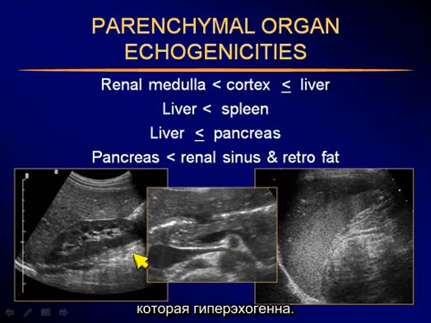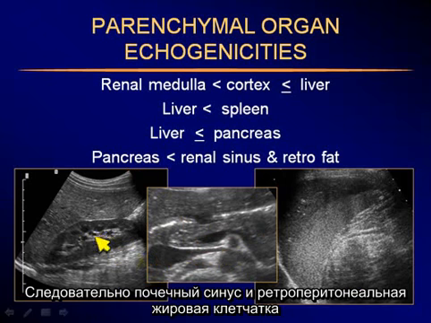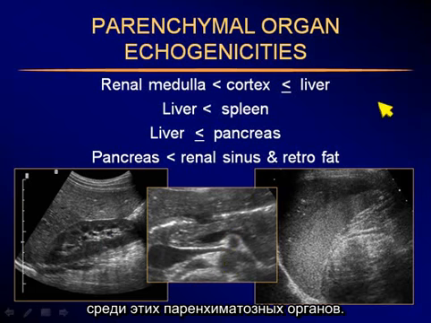and also less echogenic than the renal sinus echoes. So renal sinus echoes and the retroperitoneal fat are hyperechoic and the most echogenic of all of these parenchymal organs.